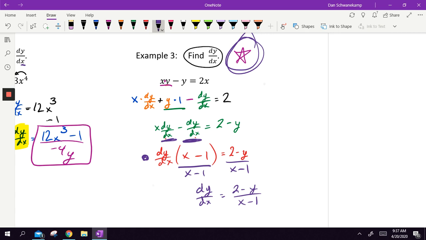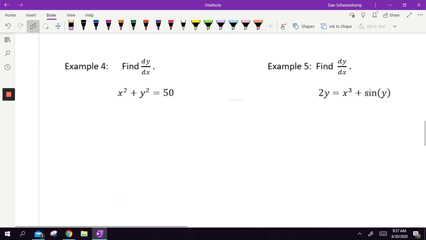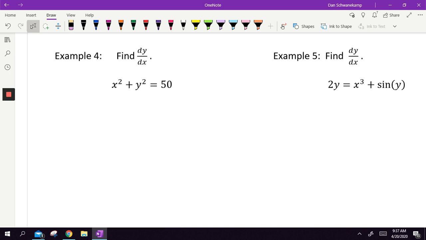That one's the trickiest one we'll do. So if you can handle that, you'll handle them all. Let's try another one. Flip to the back side. I'm going to change this number 50 to 25 just so we can see this.